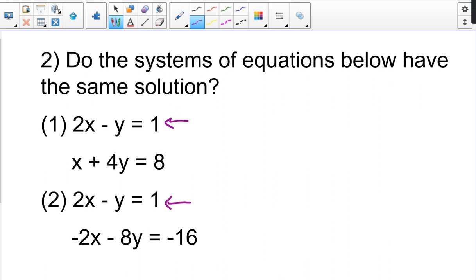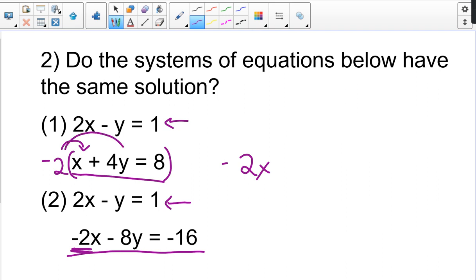So I'm going to do the same thing I did before. I'm trying to see if I could get this thing to be equal to this thing. This has a coefficient of negative 2, so I'll multiply this across by negative 2. Negative 2 times x is negative 2x. Negative 2 times 4y, negative 8y. Negative 2 times 18 is negative 36. And look what I got, the exact same equation that I have in the second system.